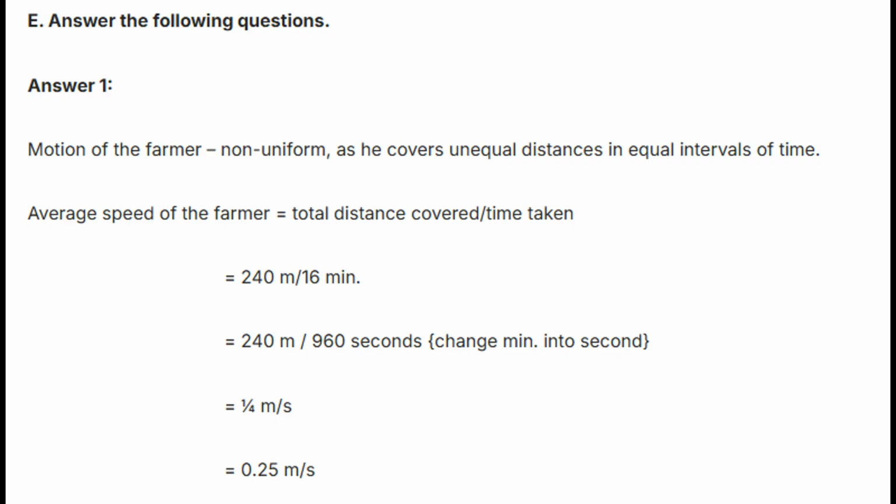E. Answer the following questions. Answer 1. Motion of the farmer is non-uniform as he covers unequal distances in equal intervals of time. Average speed of the farmer is equal to total distance covered upon time taken, which is equal to 240 meters upon 16 minutes, which is equal to 240 meter upon 960 seconds. Change minutes into seconds. It is equal to 1 by 4 meter per second, which is equal to 0.25 meters per second.